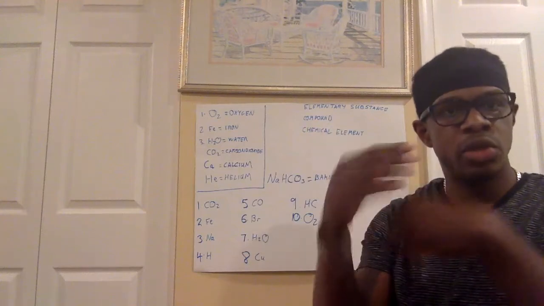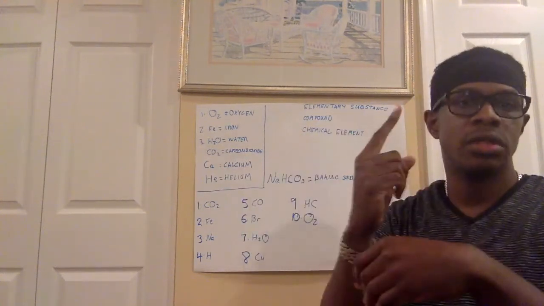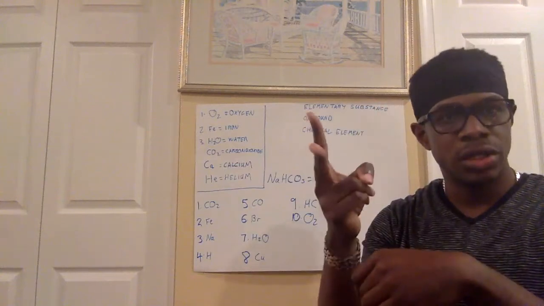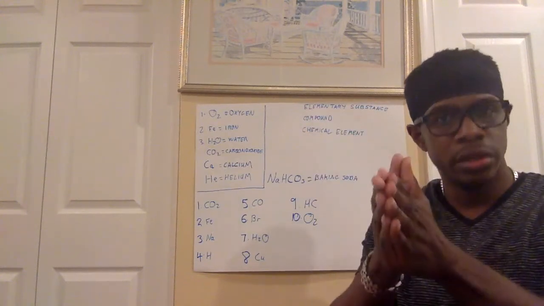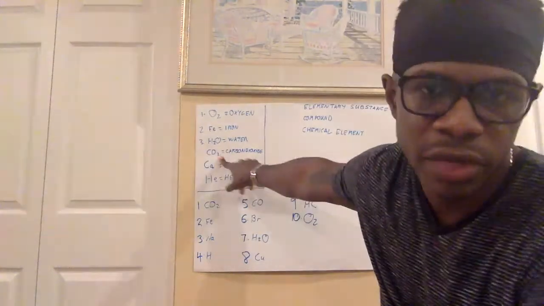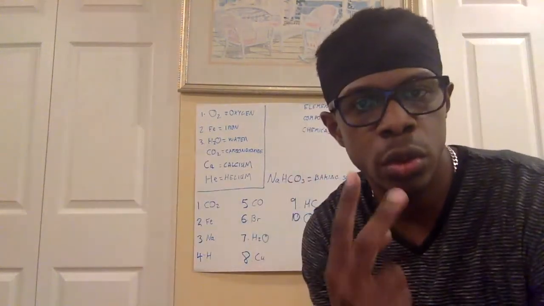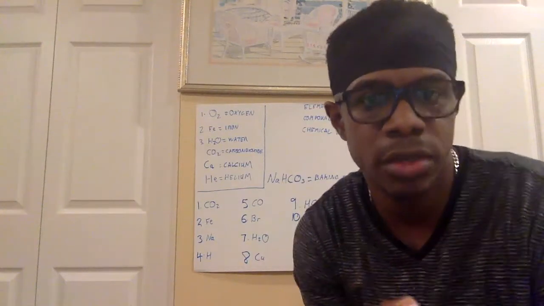Carbon dioxide, when you breathe out, this is carbon dioxide. There's carbon and oxygen. Carbon dioxide would be another example of a compound. So a compound has two or more atoms.